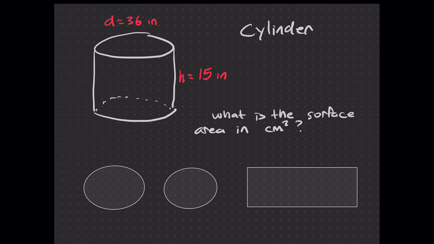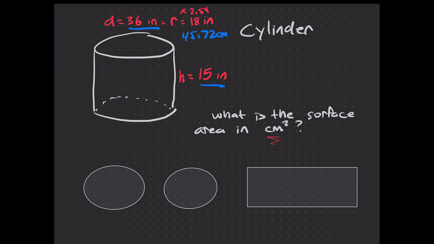Okay, now let's take a look at what we've got here. They want it in centimeters, but they've provided us with inches. They've also provided us with a diameter, so I really want to have a radius. So 36 divided by 2 is 18, so the radius equals 18 inches. Now, inches to centimeters is multiplying the inches by 2.54.